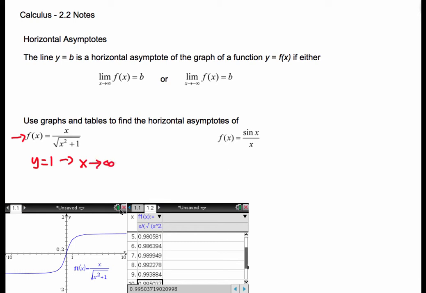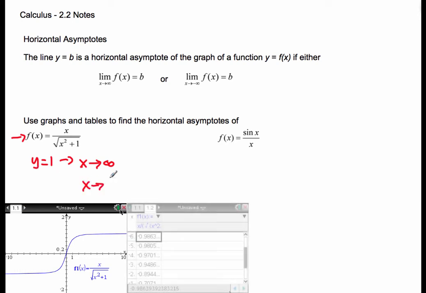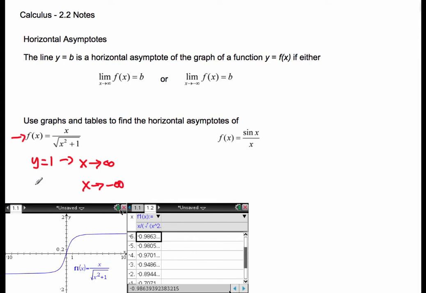And then when x goes towards negative infinity, what we're going to notice is that the y values approach a different number, -1. And so that's a horizontal asymptote. This one's got two of them. Kind of cool, I know. So anyway, that's what a horizontal asymptote does. You've seen it before. You've done it before. You just get to do it some more.